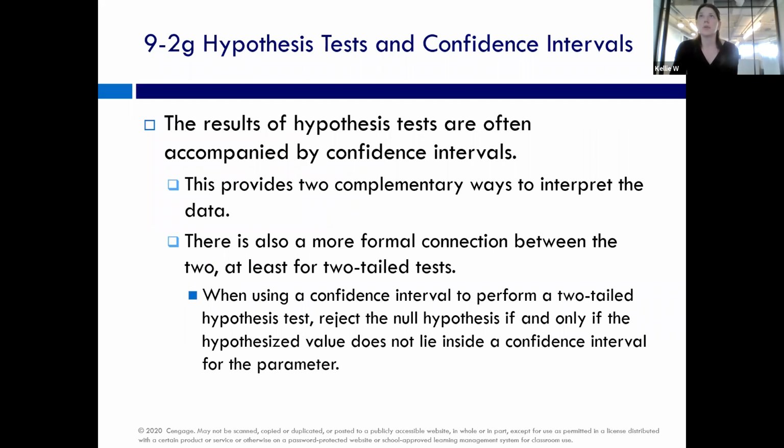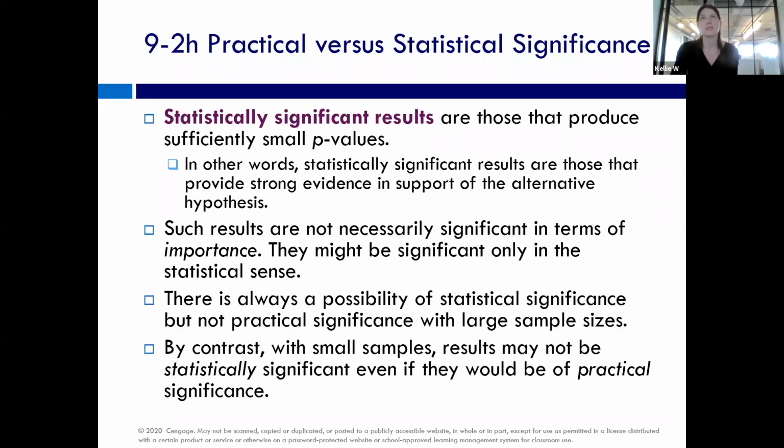Okay, so the results of hypothesis tests are generally accompanied by confidence intervals, just like we've done before. It gives us additional ways to look at our data and understand it. For two-tailed tests, there's a more formal connection. When using a confidence interval to perform a two-tailed hypothesis test, we reject the null hypothesis if and only if the hypothesized value isn't inside a confidence interval for the parameter. So we'll see what that means when we get to the hands-on examples.